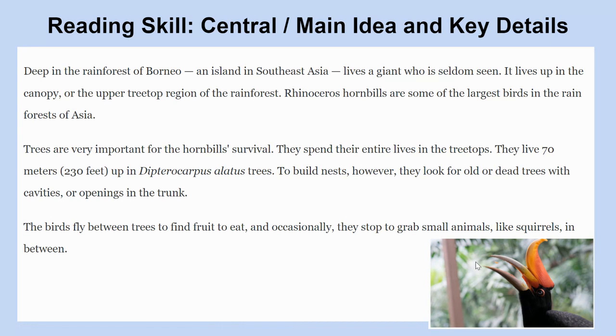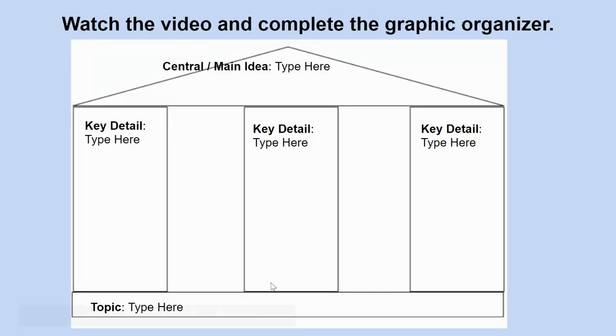We were also reading a lot about trees, but was trees the topic, or was the rhinoceros hornbills the topic? There's more evidence to show us that we were reading about the rhinoceros hornbills because it wasn't about trees and different types of trees. It was more about how the rhinoceros hornbills used the trees for their survival. So even though we saw both of these things being talked about multiple times, the focus topic of this passage was the rhinoceros hornbills. In your graphic organizer, you'll come down to the bottom where you have the topic, and you will add in the rhinoceros hornbills as the topic.